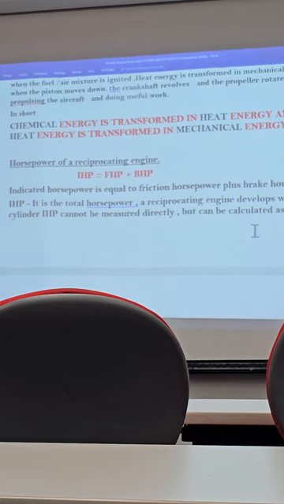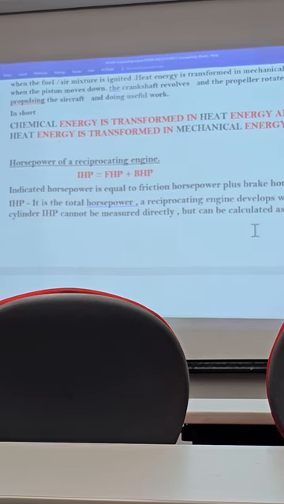Well, of the horsepower produced by an engine, there is an amount of horsepower that is produced inside the cylinder, where the heat is released. The total horsepower produced inside this cylinder is called indicated horsepower. IHP is there. And it's equal to friction horsepower plus brake horsepower.